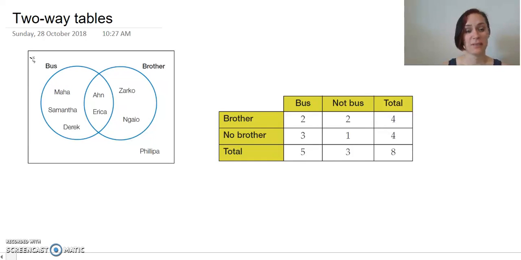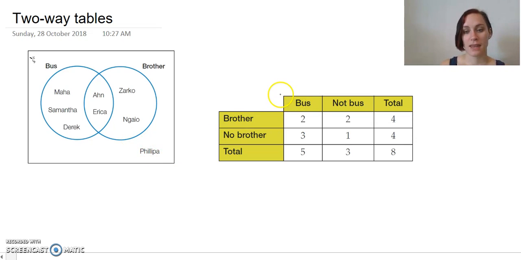In this lesson, we're looking at the information that we've got in Venn diagrams and reorganizing it to put it into a two-way table. So we can see here, this is what a two-way table looks like, and it's got a few different categories. In this case, we looked at people who were catching the bus and people who had a brother, and say Philippa sits out here outside of both of those categories. She doesn't fit into either of them.